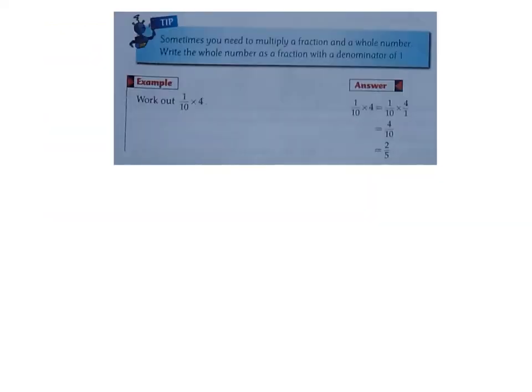This is a good practical tip for you young people, and very, very relevant, because you often need it. Sometimes you need to multiply a fraction and a whole number. So you write that whole number as a fraction, you turn it into a fraction with the denominator below the line of 1. So there's an example on the left-hand side. Work out 1/10 times 4, and the answer is 1/10 times 4 over 1, and you multiply the numerators. 1 times 4 is 4 above the line, 10 times 1 is 10 below the line, and you simplify 4/10. The answer is 2/5.